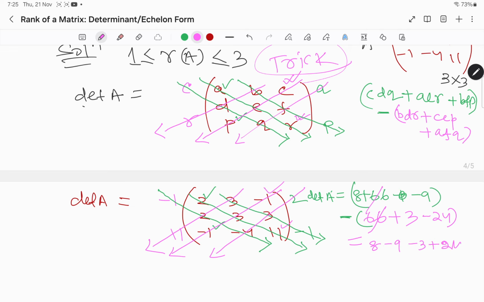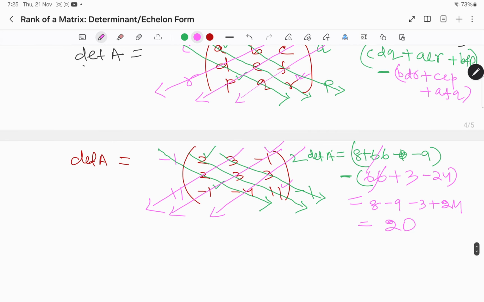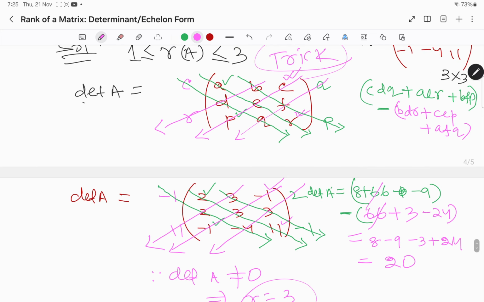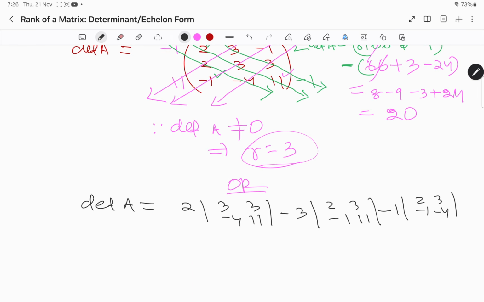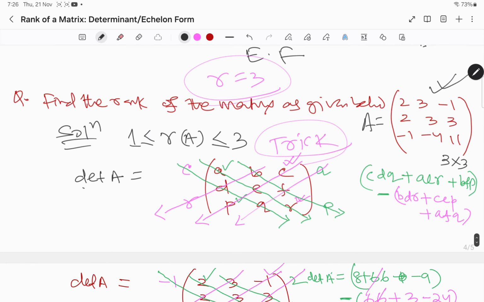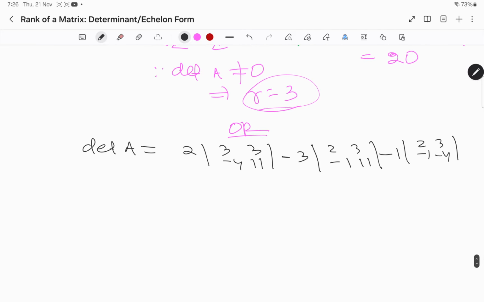Okay, so this is the determinant of A. So therefore the determinant of A is not equal to 0. So this implies my rank is equal to 3 here. But if you usually want to find the determinant, then it will be lengthy. So as usual, if you want to find the determinant of this, then it is 2 or determinant of this. Okay, so I write it here.